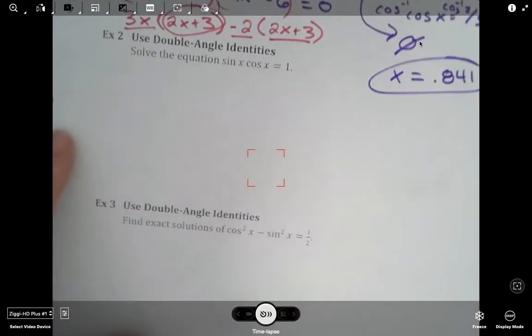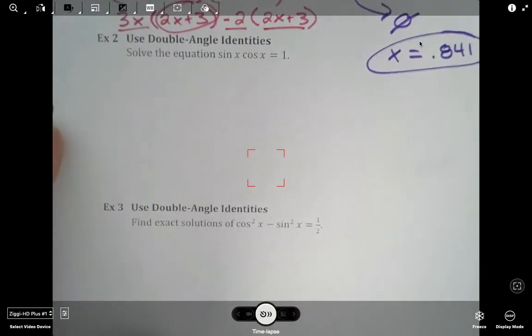Double angle identity. I think I headed this right. Is there a double angle identity that we can do? The first one? Yeah. Sine, cosine equals sine 2x. That's 2 sine, cosine. No answer. This is kind of tricky.